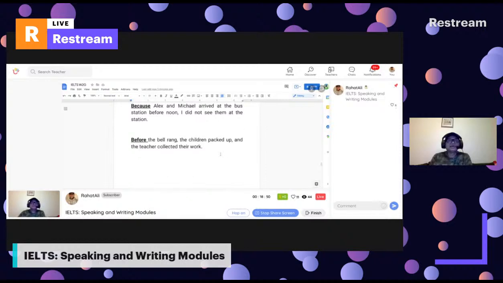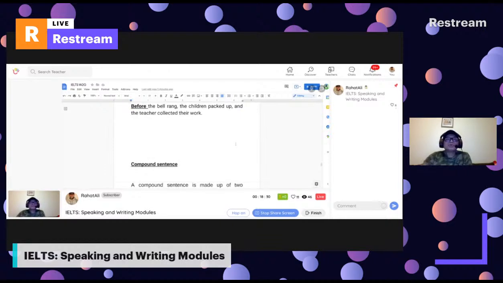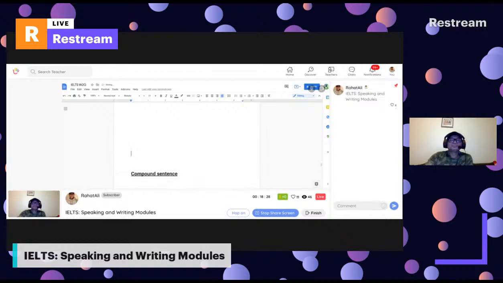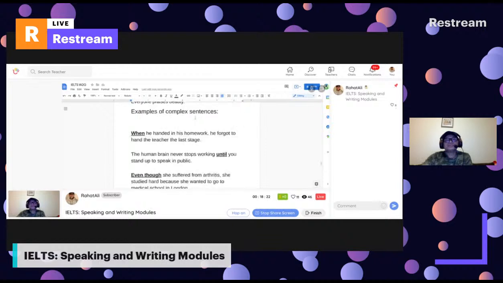Another example is: Before the bell rang, the children packed up and the teacher collected their work. Again, before the bell rang, the children packed up and the teacher collected their work. This is a complex sentence. Now, compound sentence. So, why are we explaining complex sentences and compound sentences?